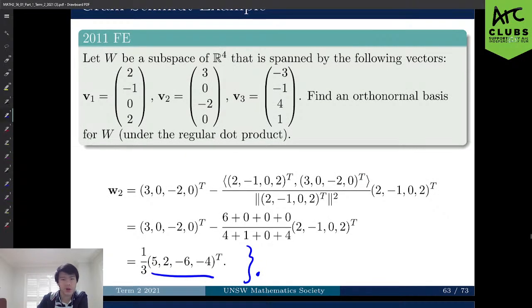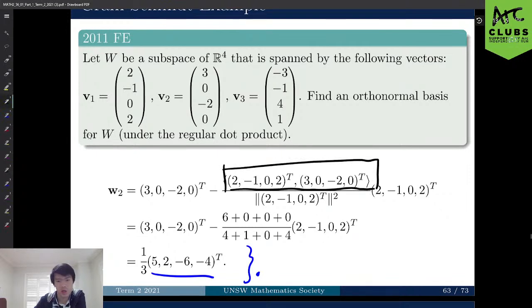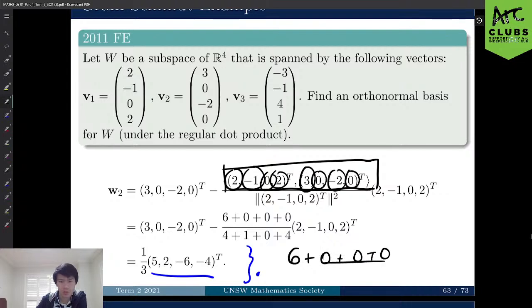So how do we, for example, do this thing on the top? We just do the inner product. And under the regular dot product, that's just going to be equal to the component-wise multiplication. It's going to be 6 plus minus 1 times 0, which is just 0, plus 0 times minus 2, which is 0, plus the last one, which is just 0. And that's what we get here. So we do the same thing over here, and we just get our nice little W2.